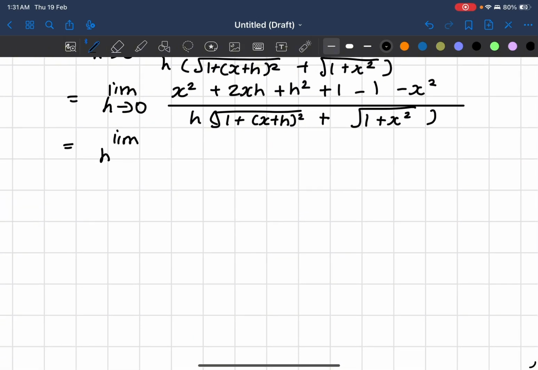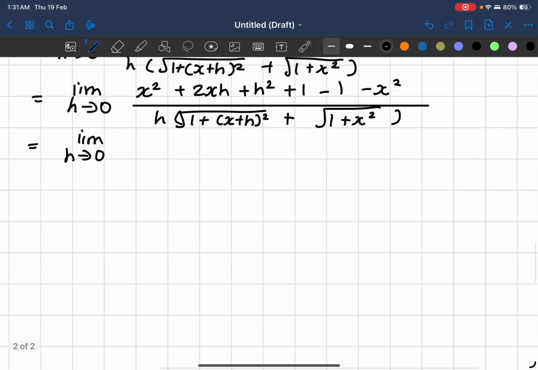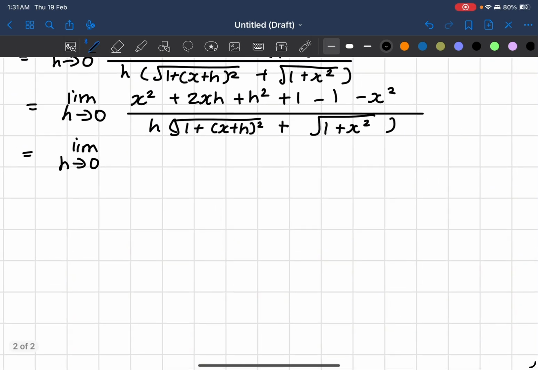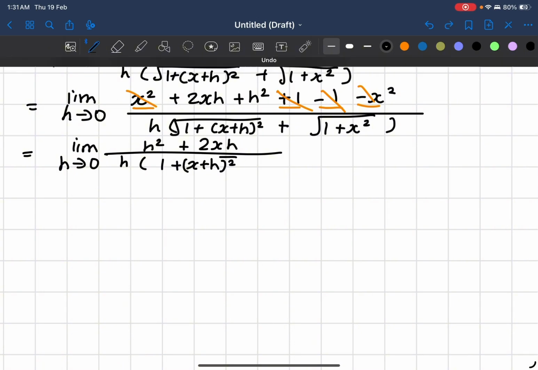Anyways, so we have the limit as h goes to 0, and now we can simplify the numerator by collecting the like terms, canceling out, all that magic. So we can cancel out these x squareds because that's positive, that's negative, and then this plus 1 minus 1 cancels out. So we're just left with h squared plus 2xh over h, and then this lengthy denominator.